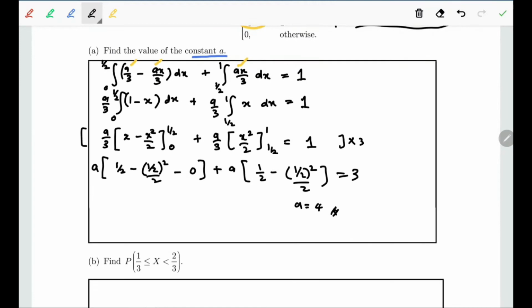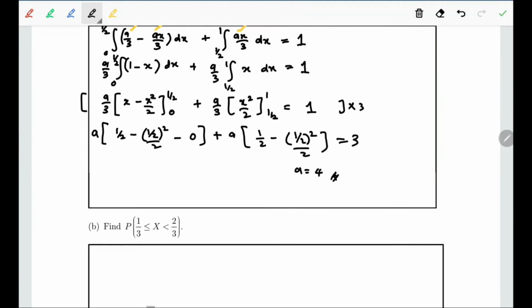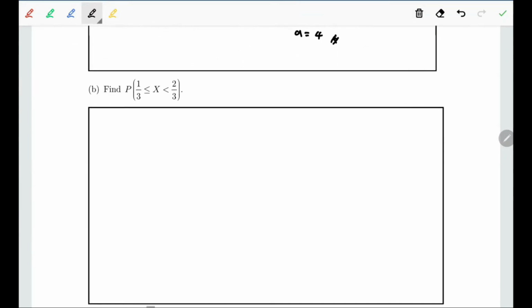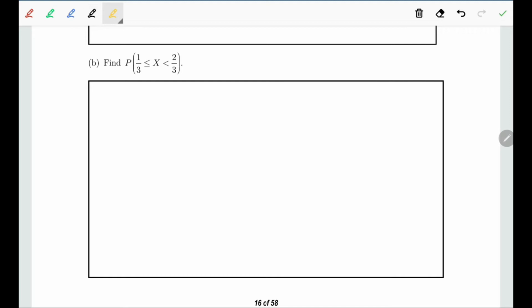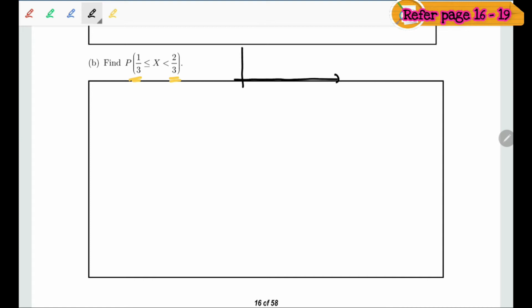Right, then we're going to proceed with part B. For part B, the question asks to find the probability for x varying from 1 over 3 to 2 over 3. You have to understand that in order to find the probability from 1 over 3 until 2 over 3, it means we have to find the area from 1 over 3 to 2 over 3.